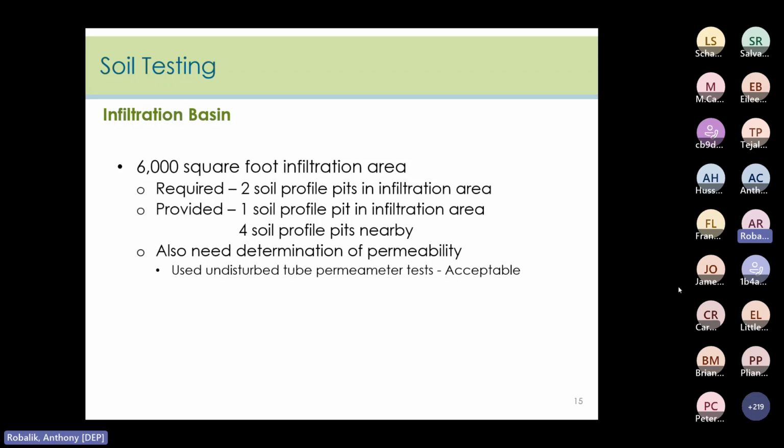Or is there wide variation, in which case you would really have to push them to do more soil testing in the infiltration area of the basin. The other thing they have to do is determine permeability in the soil. In this case, they used undisturbed tube permeameter tests, which are acceptable tests to use. Keeping in mind that if using tube permeameter tests, they need to be undisturbed samples. Disturbed samples really don't meet the standard.